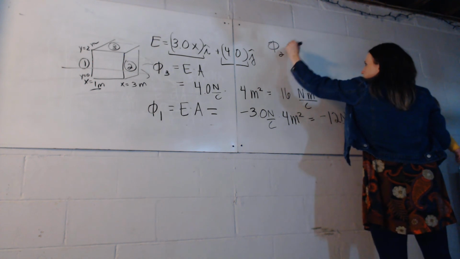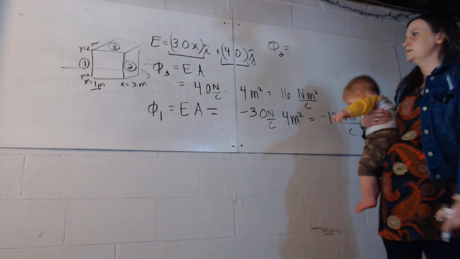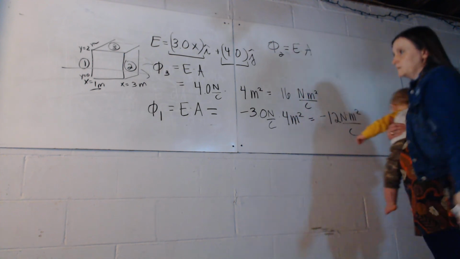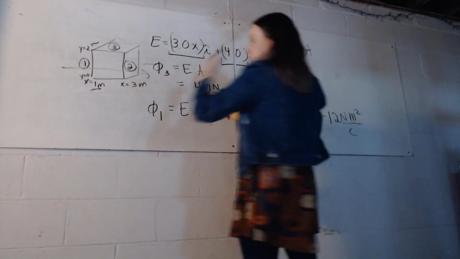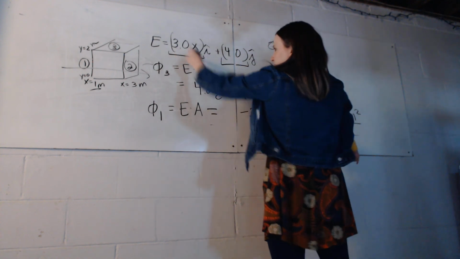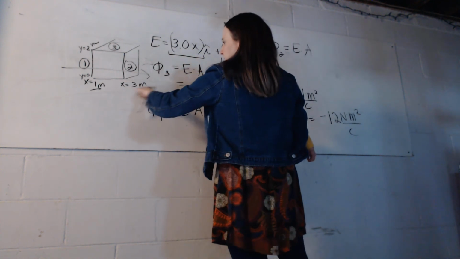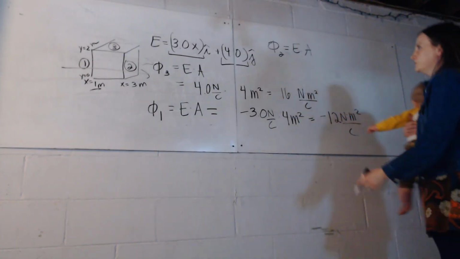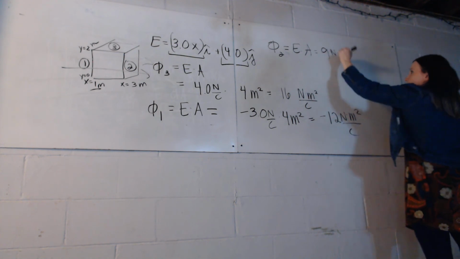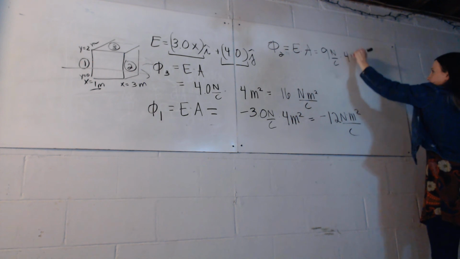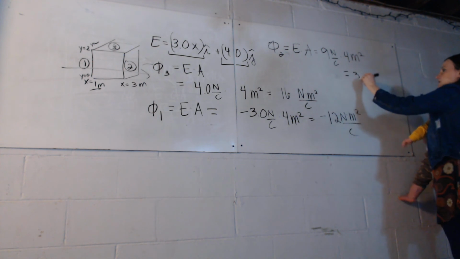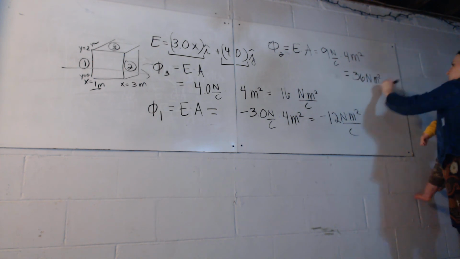So the flux through the cube face 2 is equal to the electric field at face 2 times the area at face 2. The electric field is piercing out of face 2, so it's going to be a positive electric field. And we go to this function, 3x. At face 2, x is 3 meters everywhere. So the electric field at face 2 is 3 times x, which gives me 9 newtons per coulomb. I'm going to multiply that by the area, 4 meters squared, and I get a positive 36 newtons times meters squared per coulomb.